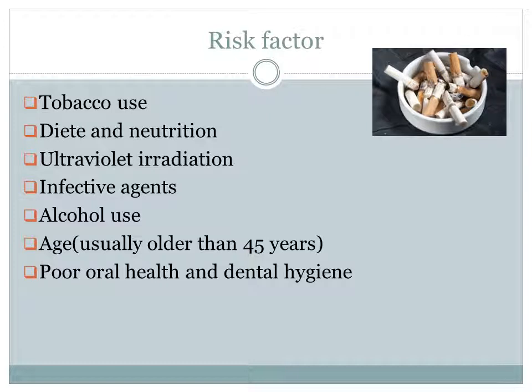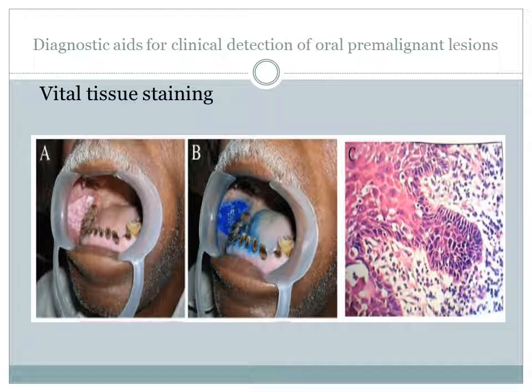Risk factors are tobacco use, nutrition, alcohol use, infective agents, age, and poor oral health. Diagnostic aids: one of these diagnostic aids is vital tissue staining. It uses a metachromatic dye that has an affinity for tissue expressing high cellular activity. Tissue that retains the dye appears dark blue clinically, as we see here.